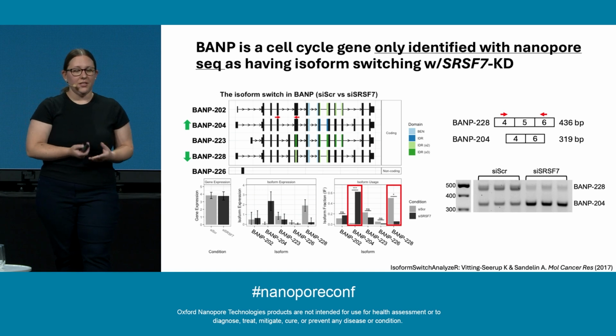And then to validate this finding, I designed primers. Basically, the difference between the two transcripts was the inclusion or exclusion of exon 5. So I designed primers to flank that exon and performed RT-PCR. And as you can see, we do in fact have a decrease in the 228 transcript and an increase in 204. And so as you can imagine, one way we can also test the function of this, since this is a cell cycle gene, is to target this individual transcript and see if it would have effects on cell proliferation. And this is something we want to do with not just this gene, but many others for future studies.